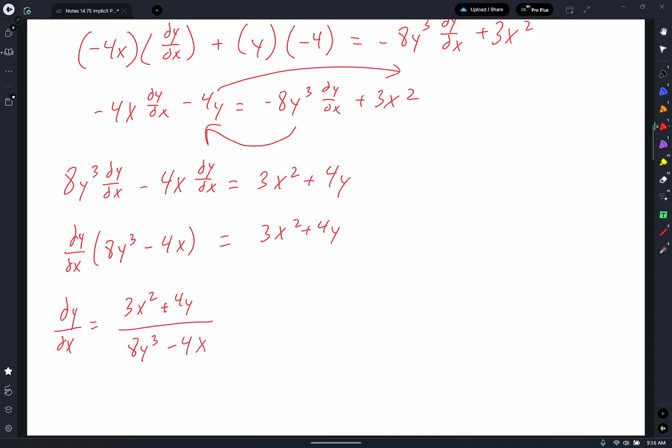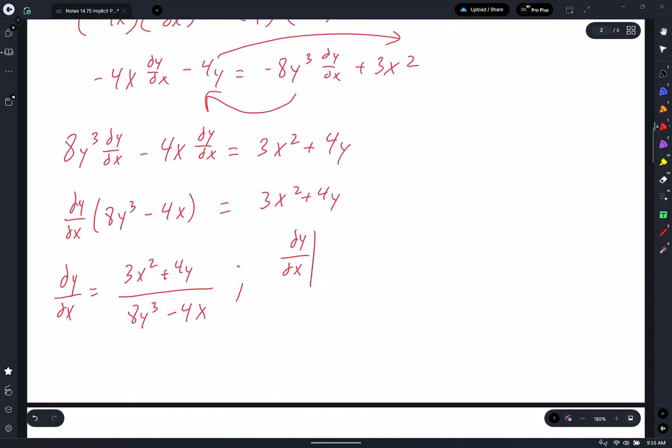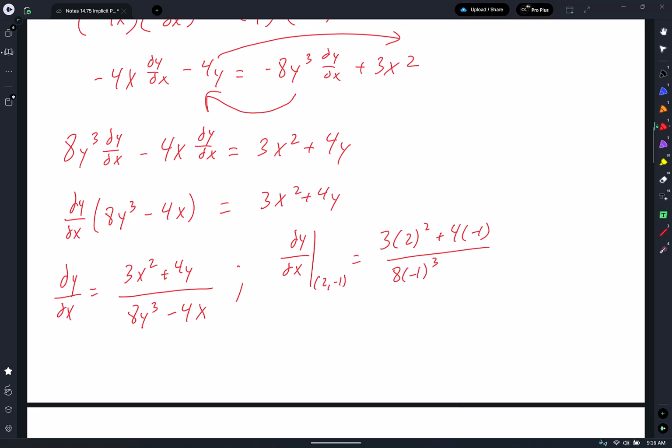You're going to have to do this twice. dy/dx evaluated at (2, -1) equals 3 times 2 squared plus 4 times negative 1, all over 8 times negative 1 to the third power minus 4 times 2. All I did was plug in, right? Let's see what that is. 2 squared is 4. 4 times 3 is 12. Minus 4, over negative 8 minus 8.